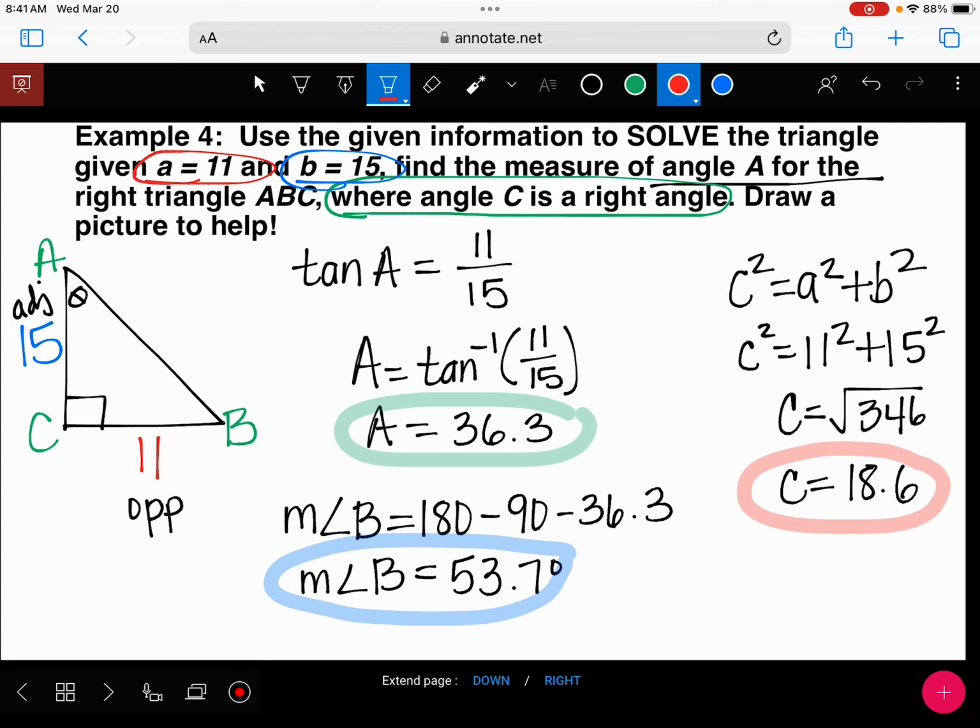And who got 18.6 for C? All right, let's go ahead and draw example 5. Okay, so to get the decimal, you have to hit the button above enter. That is how you get the decimal answer on the yellow calculators.